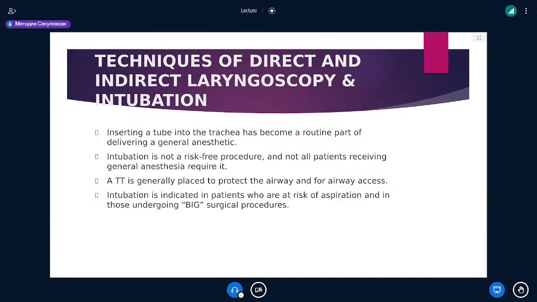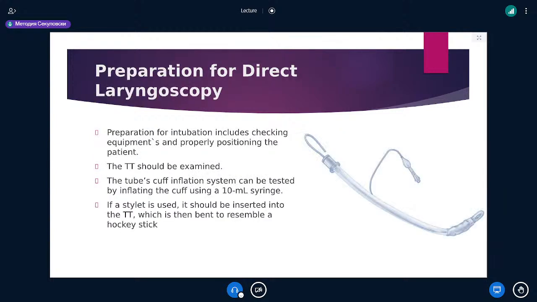About direct and indirect laryngoscopy intubation: insertion of a tube into the trachea has become a routine part of delivering a general anesthesia. All the time when we are working with general anesthesia, we are working with endotracheal intubation. We don't work without intubation. Intubation is not a risk-free procedure, and not all patients receiving general anesthesia require it. A tracheal tube is generally placed to protect the airway and for airway access. Intubation is indicated in patients who are at risk of aspiration and in those undergoing big surgical procedures.